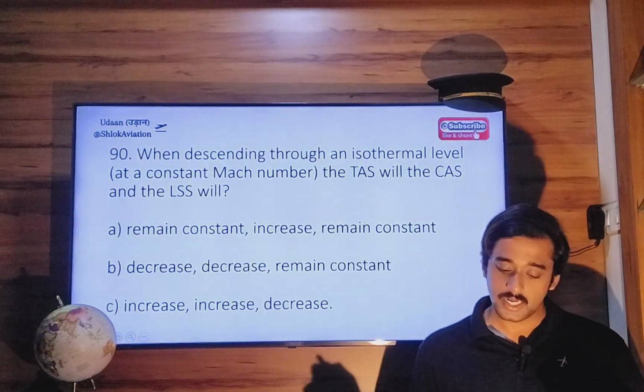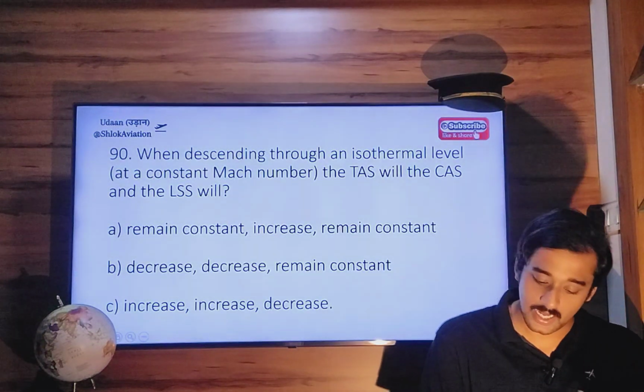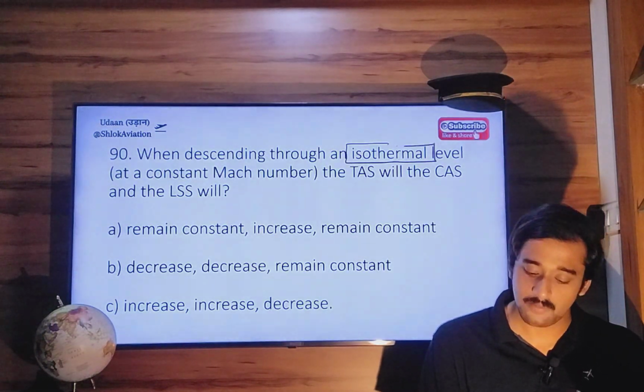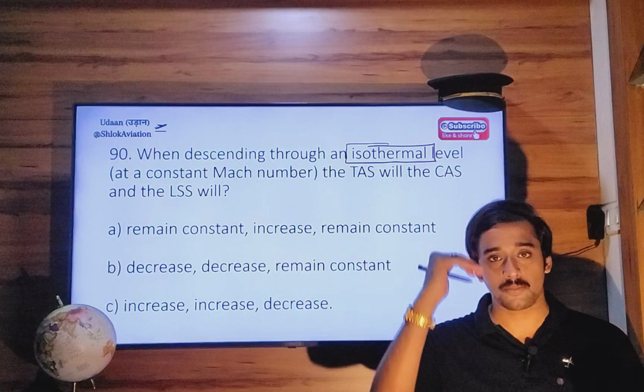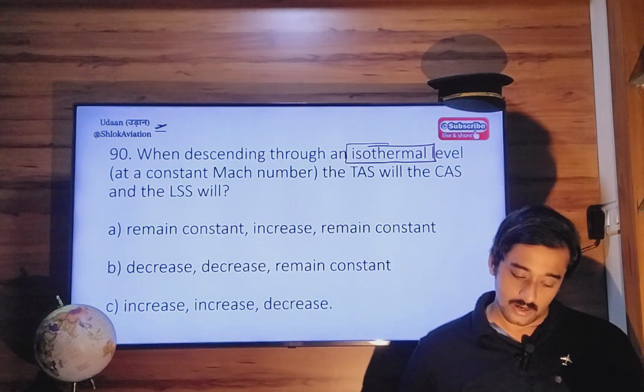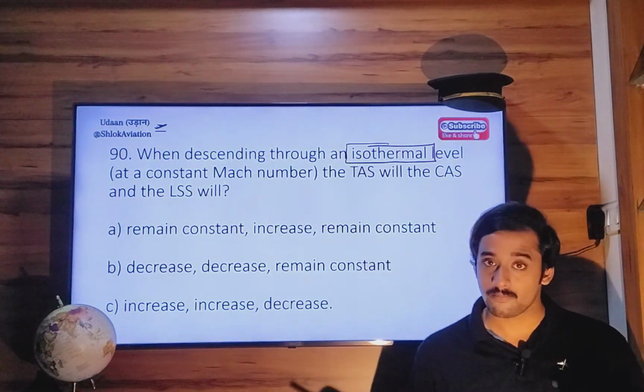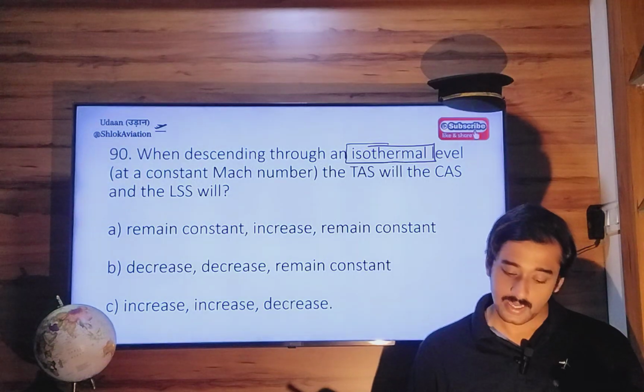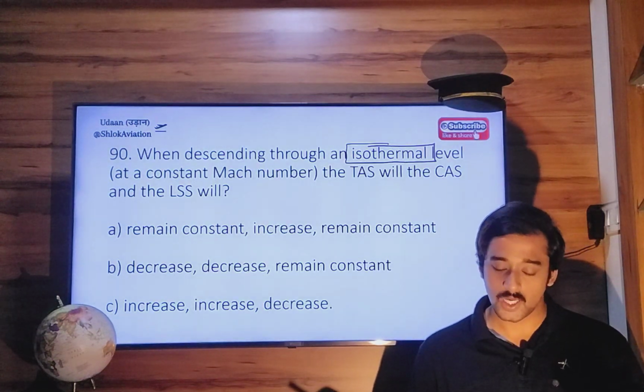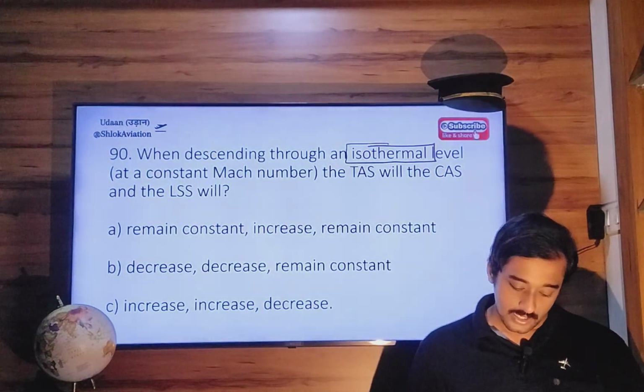When descending through an isothermal layer, that means temperature is going to remain constant in that particular layer. You're descending at a constant Mach number. The true airspeed, calibrated airspeed and local speed of sound will be what? Okay. So let's draw this diagram.